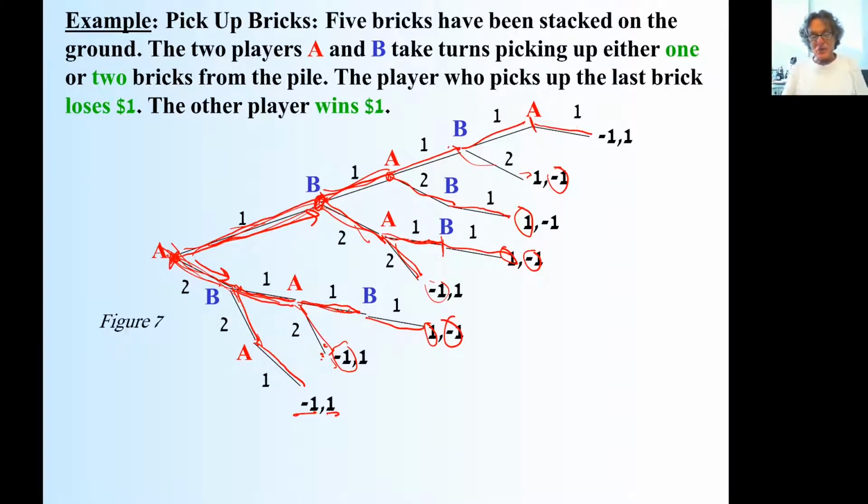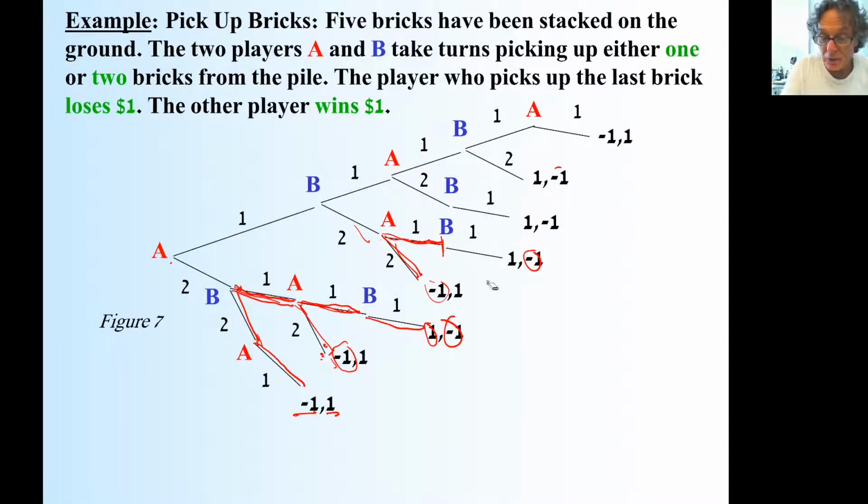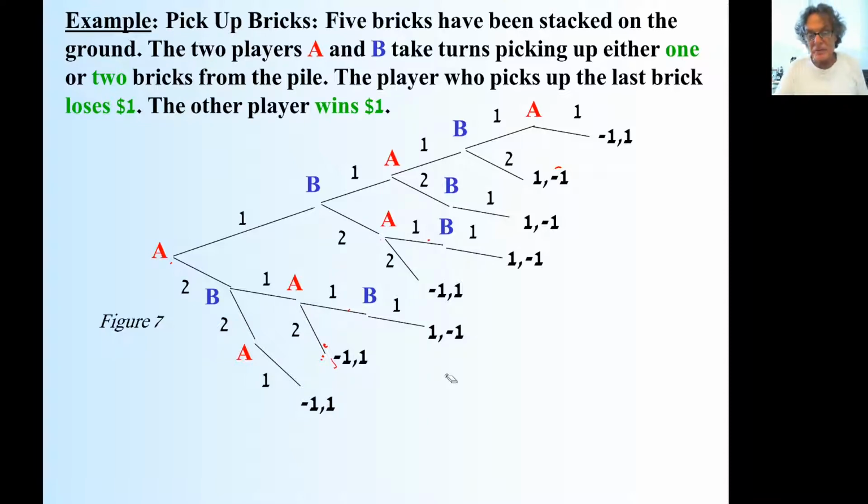So this is the description of the game, and we have to analyze it. The way to do it is by backward induction. It doesn't matter that I did not go in a certain order here. But let's start here. A has no choice here. He must take the one.